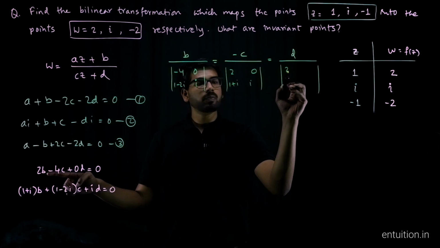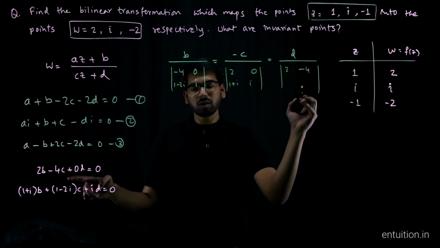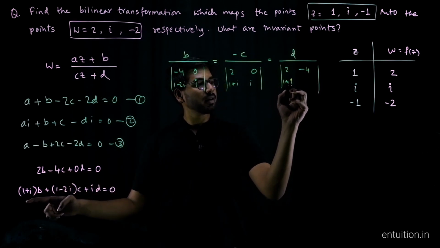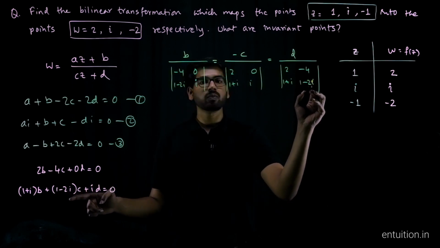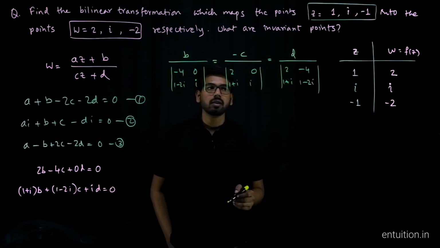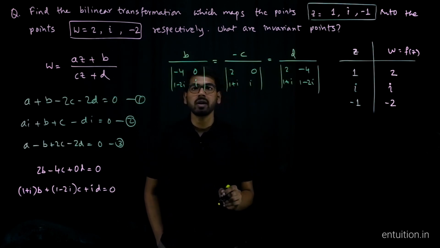Quotient of B is 2, quotient of C is -4, quotient of B is a complex number 1 plus I, quotient of C is a complex number 1 minus 2I. Okay. So now we have to solve this to find values of B, C, D. Okay, how do we do that?